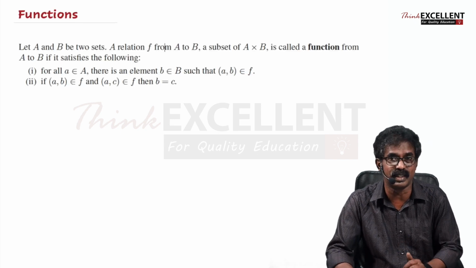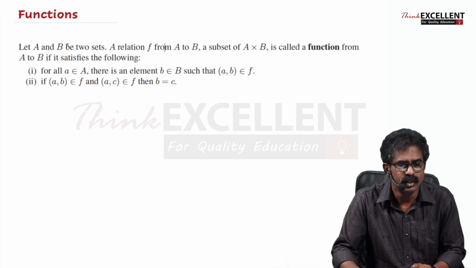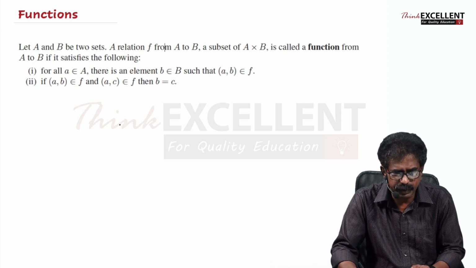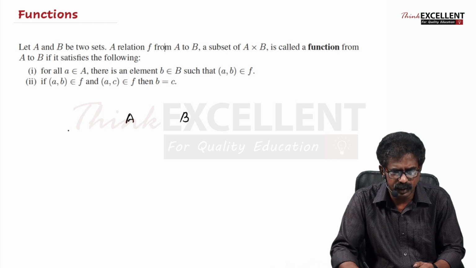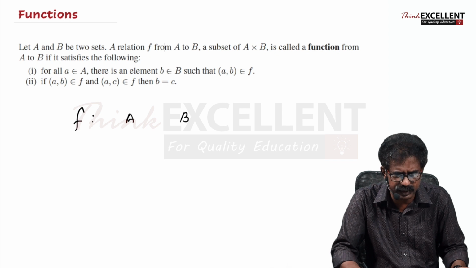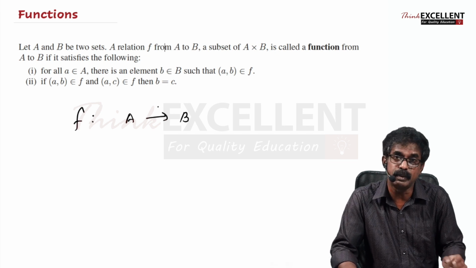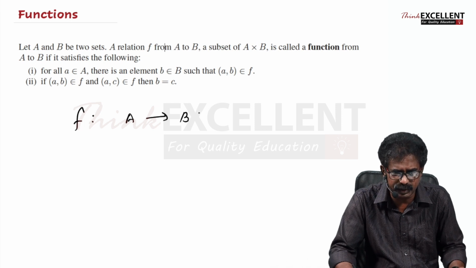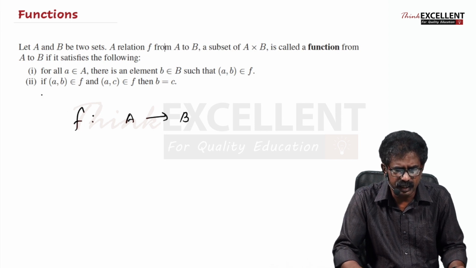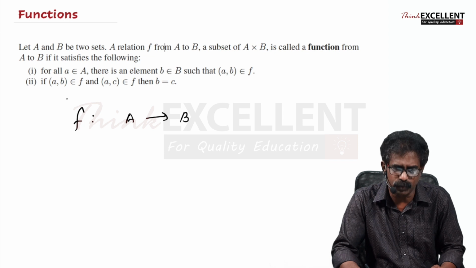So define function. You have to write this. Let A and B be two sets. A relation F from A to B, F is a relation from A to B. It is a relation, that means it is a subset of A cross B, right? It is called a function if it satisfies two conditions. What is the first condition?